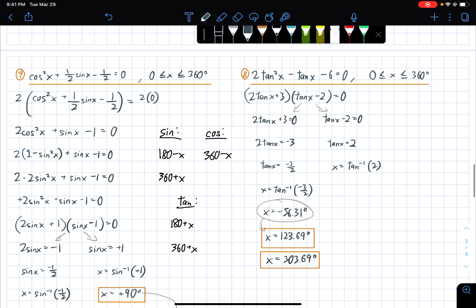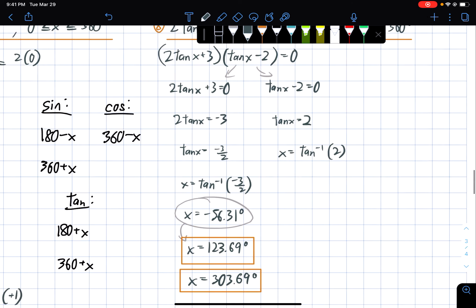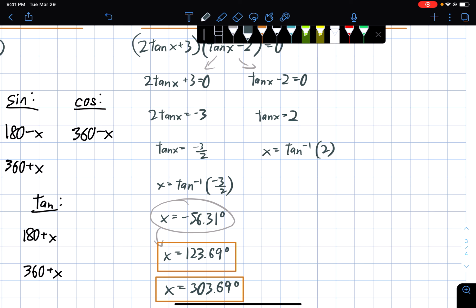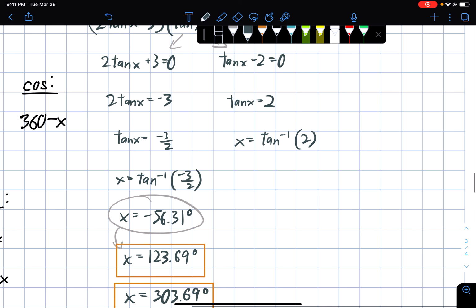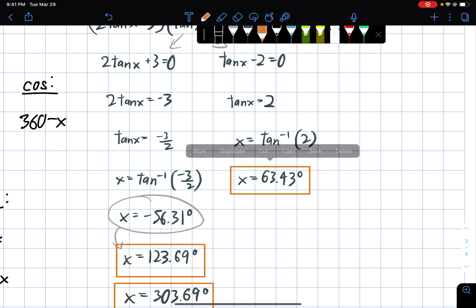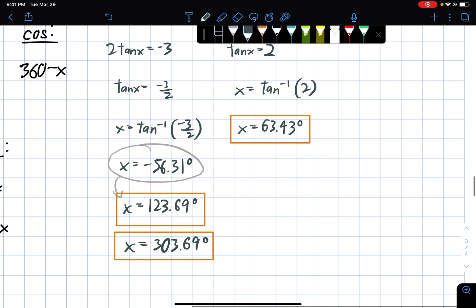Alright, so let's move on to the other side. We still have a lot to solve for this. I need your calculator. You have to write this equation. So arctangent of 2 is 63.43 degrees. That's already considered a solution. It falls within the specification.